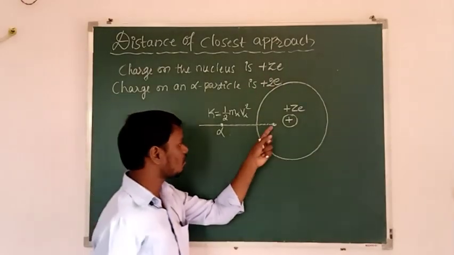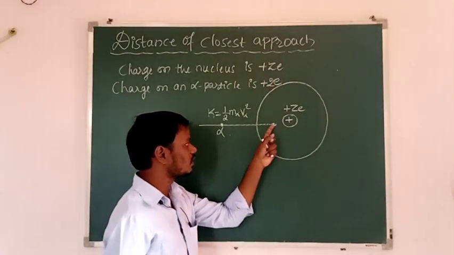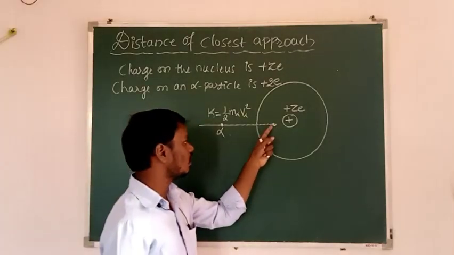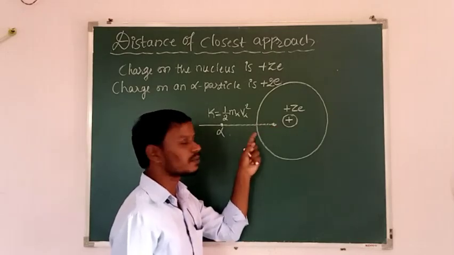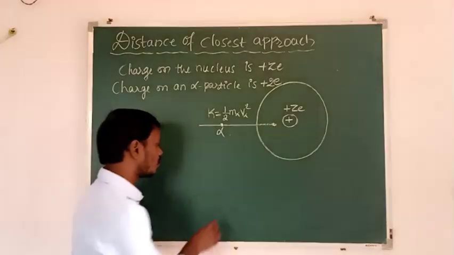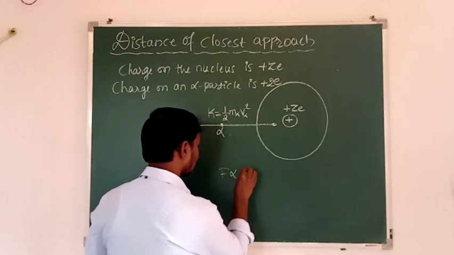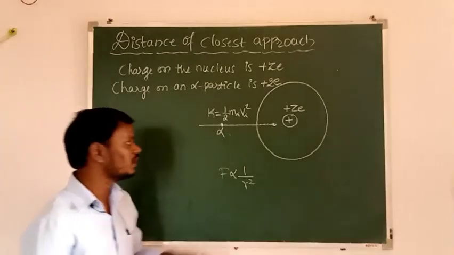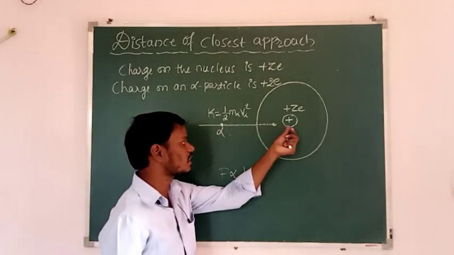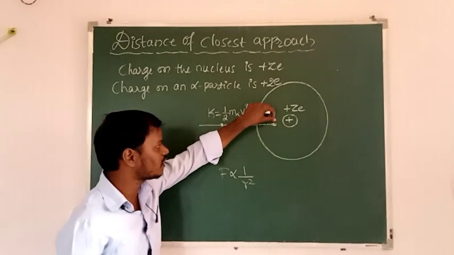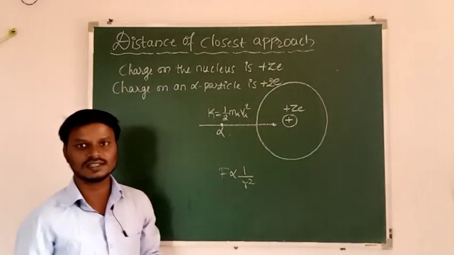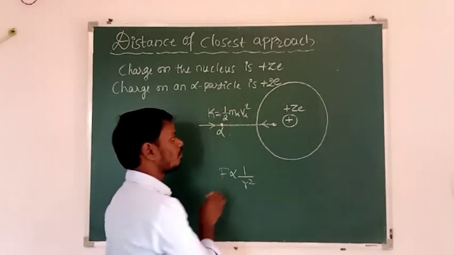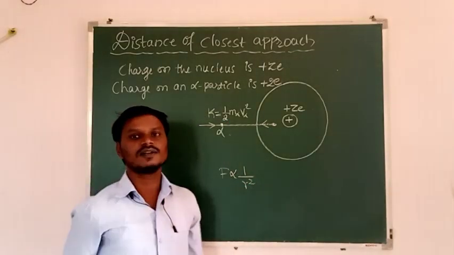When this alpha particle comes near to the nucleus, it experiences a large repulsive force from the nucleus. According to Coulomb's law, the force is inversely proportional to the square of the distance. If the distance is minimum, then there is a maximum force, meaning the maximum repulsive force acts on the alpha particle. Hence, the alpha particle is turned back by an angle of 180 degrees.